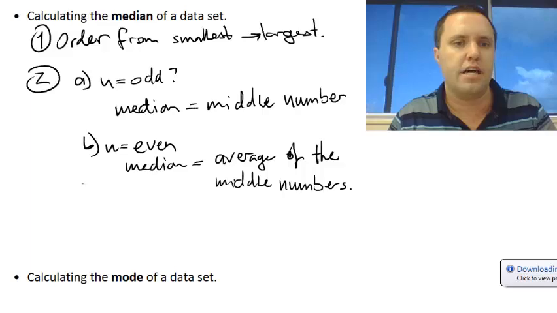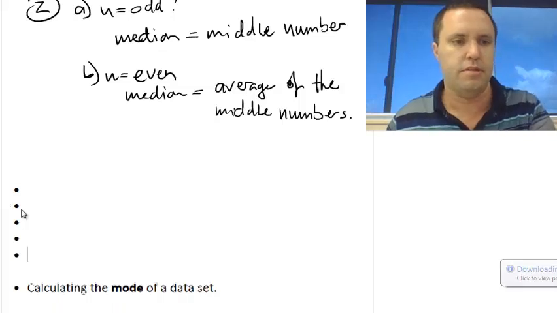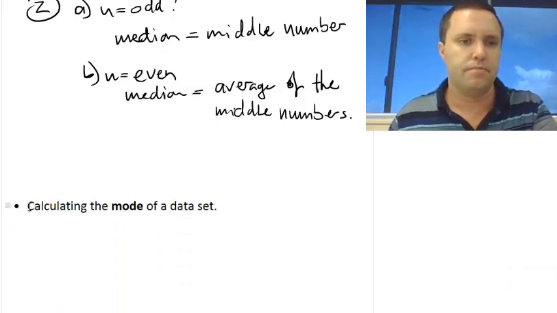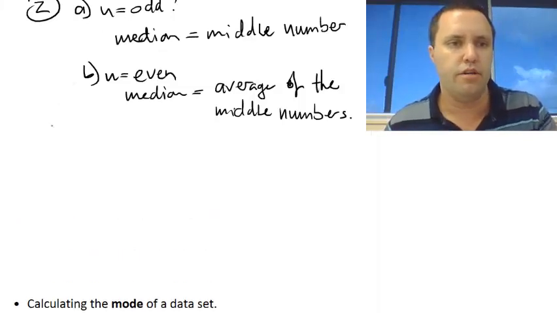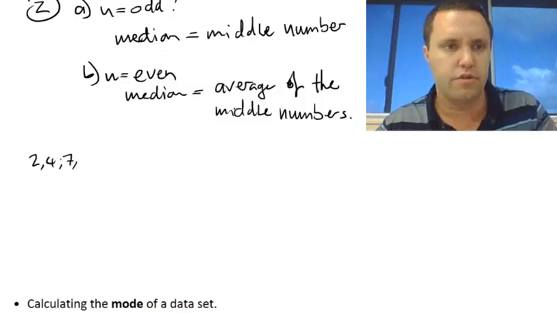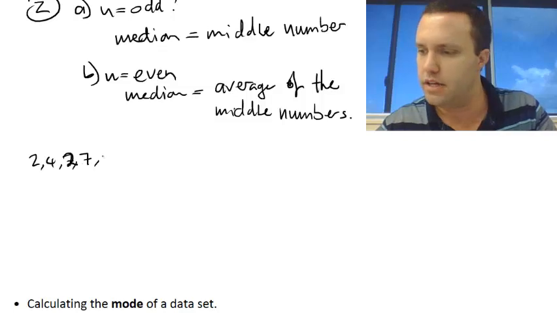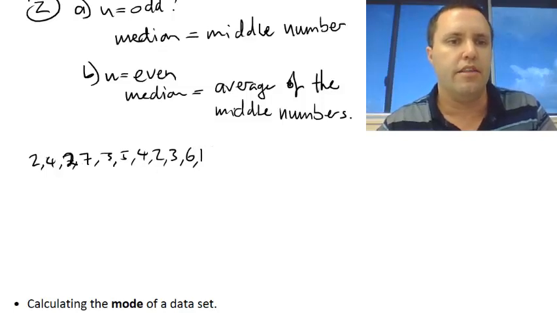Okay, so let's have a look at our data set that we had before. Give ourselves a bit of room here. Our data set was 2, 4, 7, 2, 4, 2, 7, 3, 5, 4, 2, 3, 6, 1. There's our data set. Now, 1, 2, 3, 4, 5, 6, 7, 8, 9, 10, 11. The first thing that we do is rearrange this in ascending order.